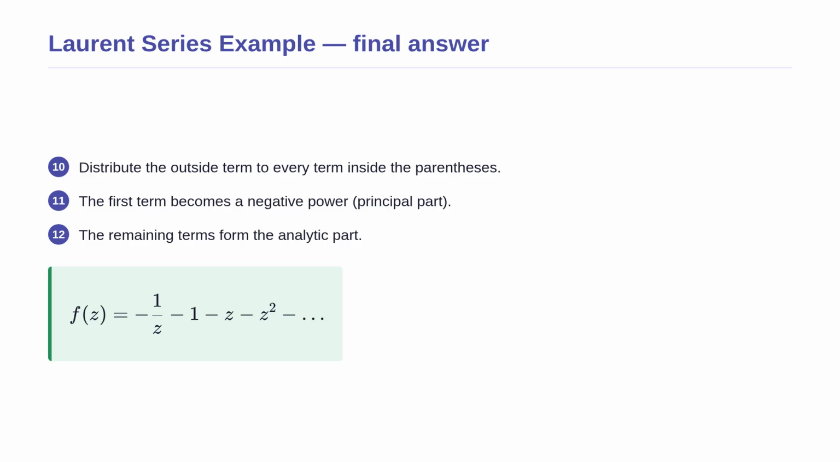When we multiply it by the first term, 1, we get negative 1 over z. This is a negative power, which forms the principal part of our Laurent series, capturing the singularity at the origin. The rest of the terms become negative 1, negative z, negative z squared, and so on. These form the analytic part with positive powers. This final expression is our complete Laurent series, successfully describing the function in the donut-shaped region around the singularity.